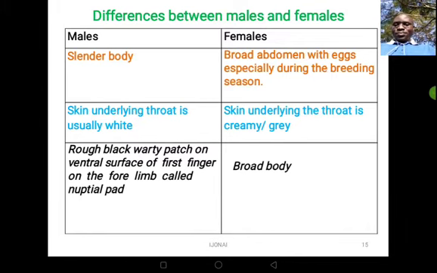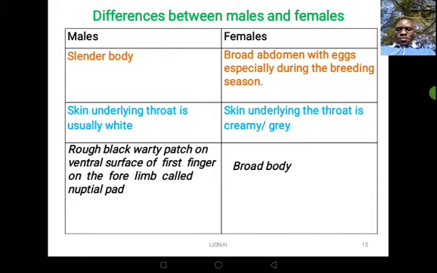the breeding season. Then for the males, the skin underlying the throat area is usually white or lighter. Meanwhile, for the females, that skin is creamy or gray or yellowish. Yes, that's another way you can differentiate them. So when you get male and female and you look under the throat, you'll be able to see that the females have a creamy or gray skin there, and then for the males it's white or lighter. So that's another difference between males and females.